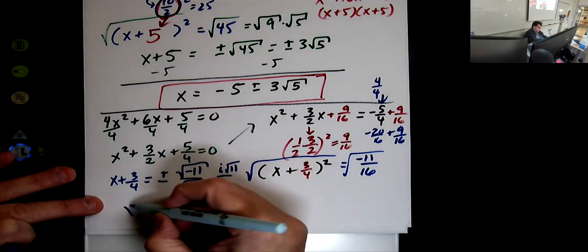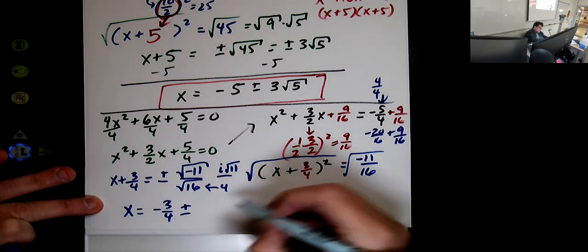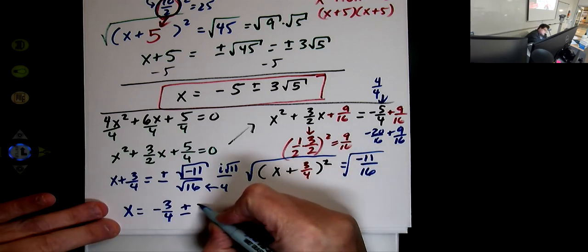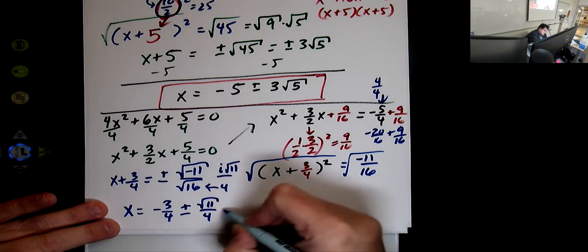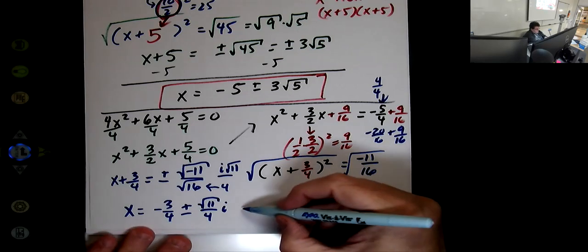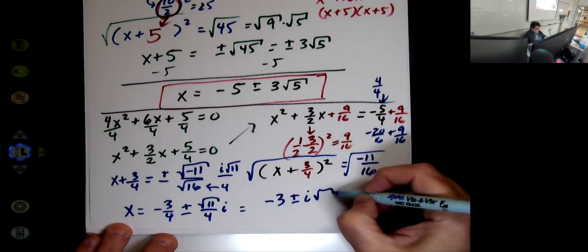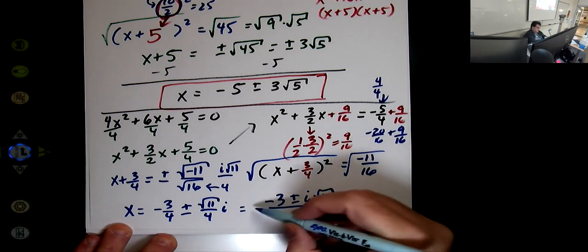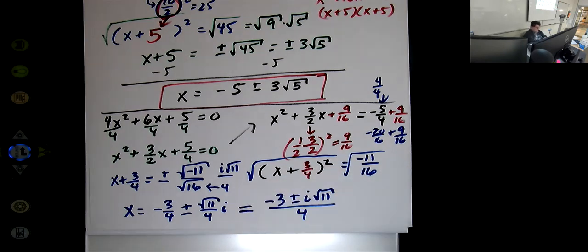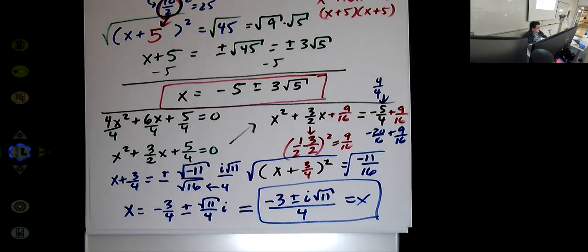If I subtract the 3/4, I get -3/4 plus or minus square root of 11/4 times i. Or if you want to put them all in one thing, I would do -3 plus or minus i√11 over 4. That's x. It's ugly. It's got a radical sign in there that doesn't have a perfect square root. It's got i. Just because it's ugly doesn't mean it's wrong.